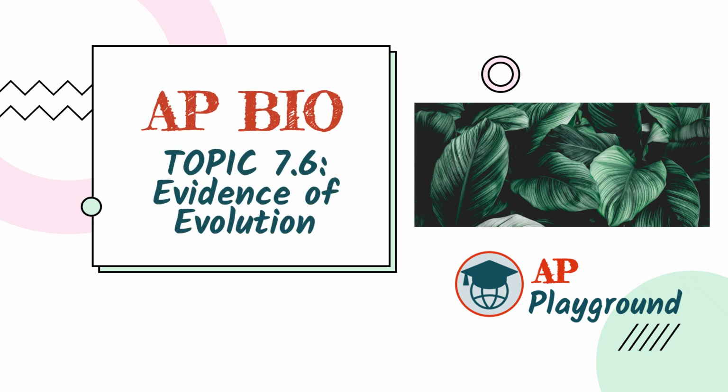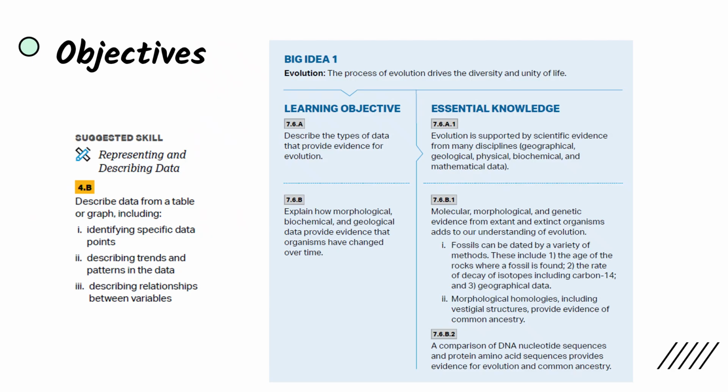Today we're covering topic 7.6, Evidence of Evolution. So today we'll be looking at all of the evidence for evolution that includes geographical, physical, biochemical, and geological data, and we'll also be looking at molecular and morphological evidence as well. And our suggested skill is representing and describing data. 4B, describe data from a table or graph, including identifying specific data points, describing trends and patterns in the data, and describing relationships between variables.